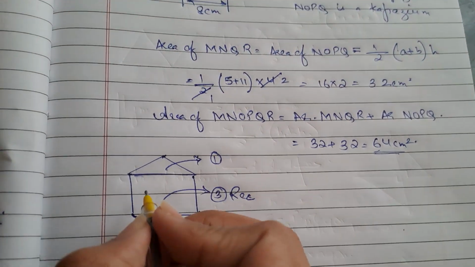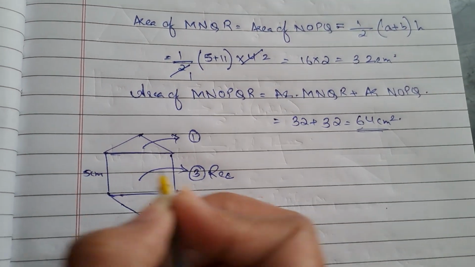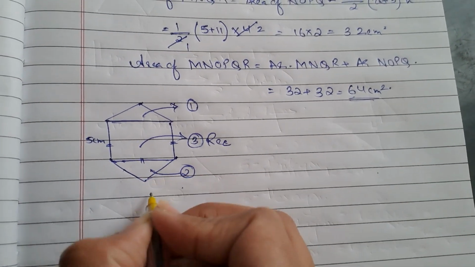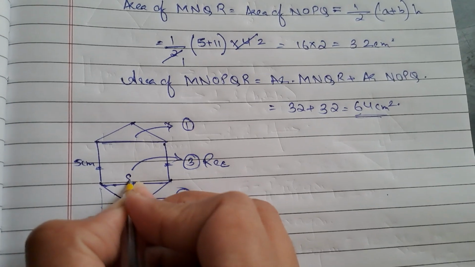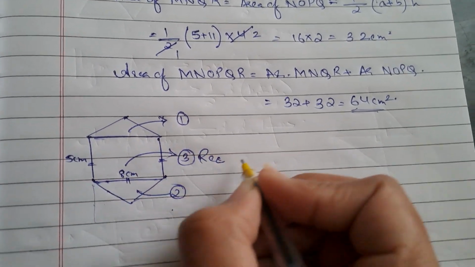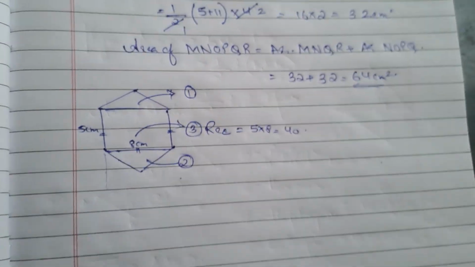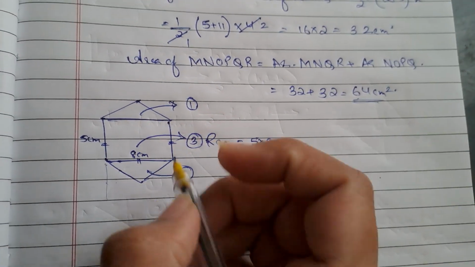Now the dimensions: this is 5 centimeters, this is also going to be 5 centimeters. How about this one? This is already given to me from here to here as 8 centimeters. Okay, let's do the rectangle part. 5 times 8 is equal to 40. Happy we are. How about the triangle part?